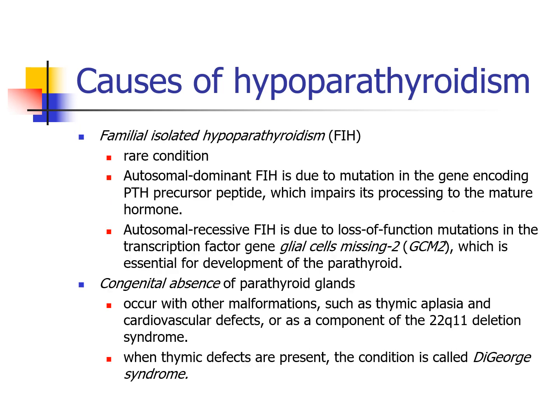Familial isolated hypoparathyroidism is a rare condition that can be caused by an autosomal dominant condition or an autosomal recessive condition. Congenital absence of parathyroid glands occurs with other malformations such as thymic aplasia and cardiovascular defects. When thymic defects are present, the condition is called DiGeorge syndrome. It can also be caused by a component of 22q11 deletion syndrome.